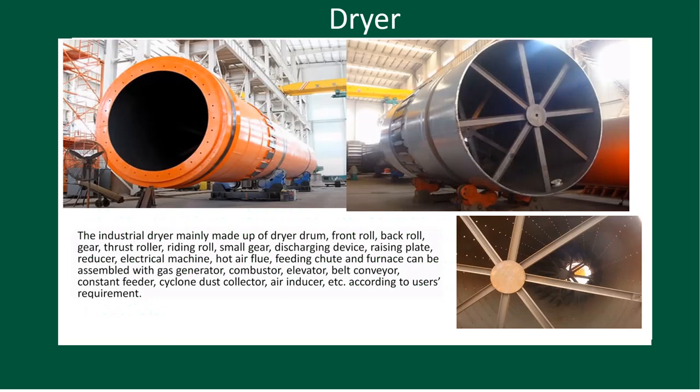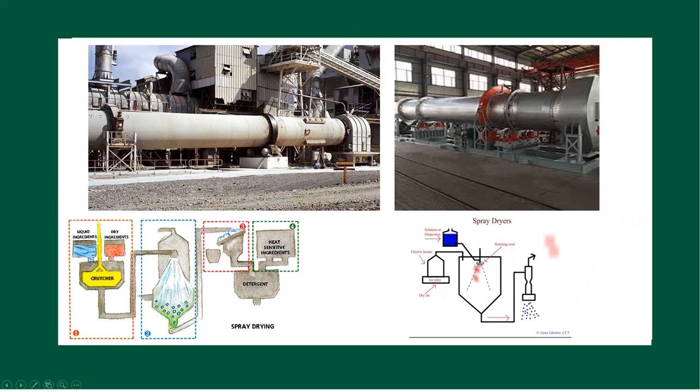The giant dryers are not just like our home hair dryer. You can see the size here. They are mainly made up of a dryer drum, a front roll, a back roll, and a gear. So there will be rotating parts. These are some of the drying units that are usually present in the cement industry. The lower one, the upper two are in cement industries. The lower one is from a liquid also.